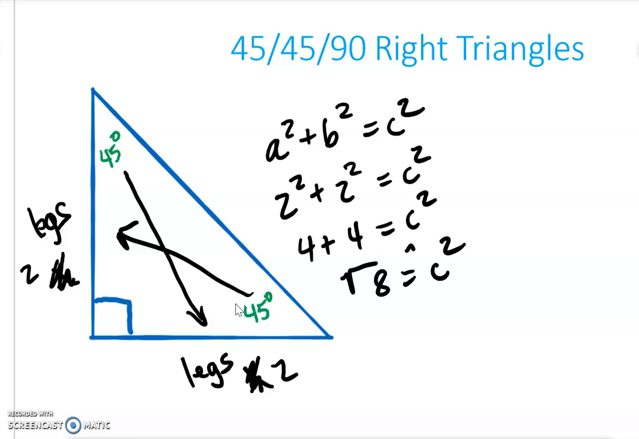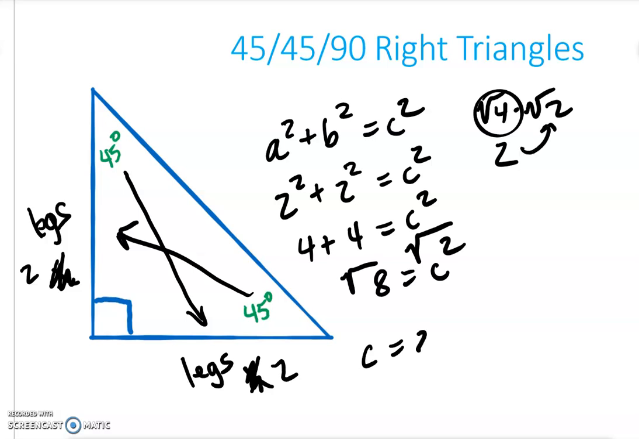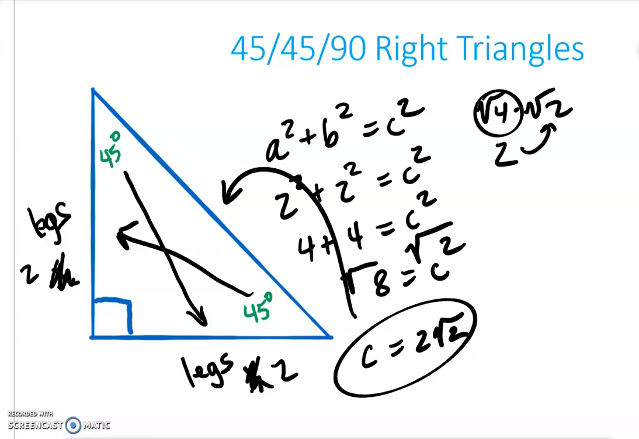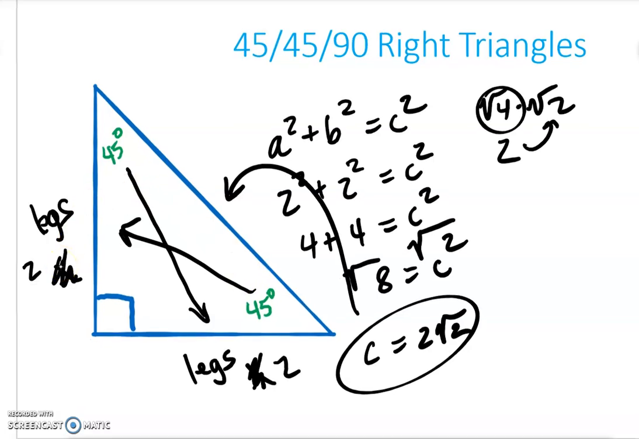And then if I take the square root of both sides, that tells me that the missing side length, which is c, is equal to the square root of 8, which is the same as the square root of 4 times the square root of 2, and the square root of 4 is just 2. So this is 2 times the square root of 2. That is the length of the hypotenuse. Now you'll notice the legs were 2, and now the hypotenuse is 2 times the square root of 2. That will always be the case as well. The hypotenuse is always going to be whatever the leg is times the square root of 2.